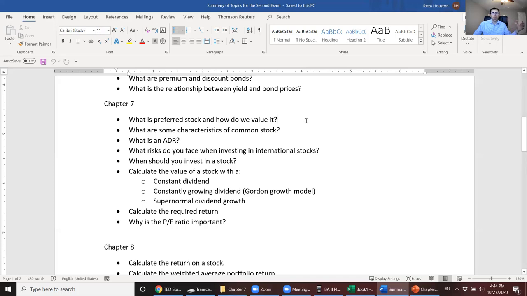So basically, that is a risk of a lot of emerging markets, that you could have your assets, or your company's assets, taken with very little recourse. So that's an example of a political risk. Okay, so that's that. Next, when should you invest in a stock? Well, quite frankly, you generally do that when the market price is below the intrinsic value. And we calculate the intrinsic value using one of a handful of models. So let's just go through these.